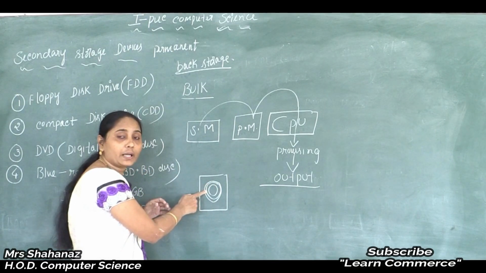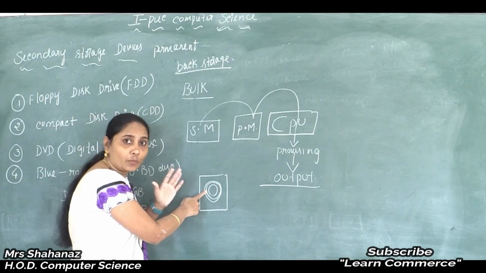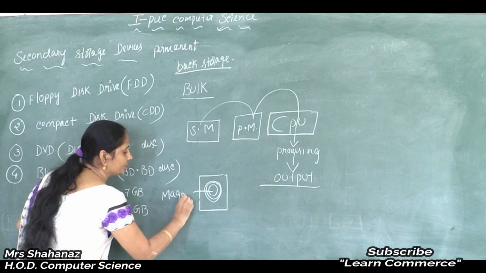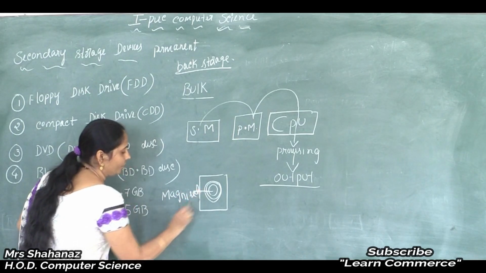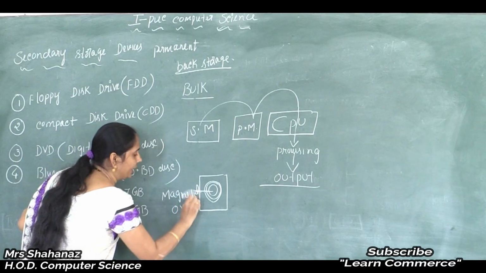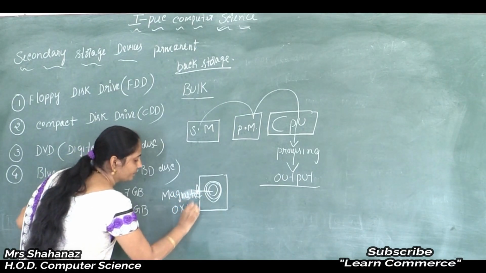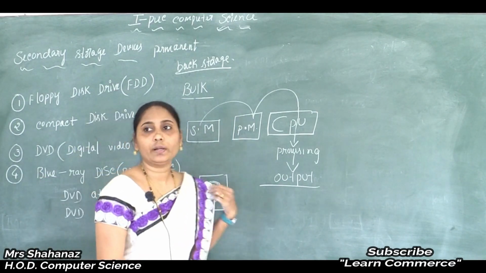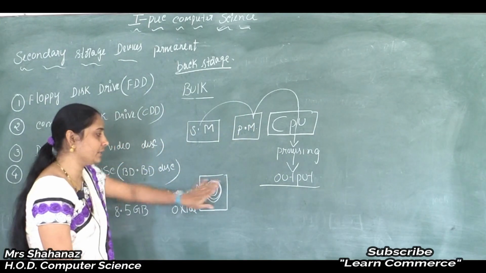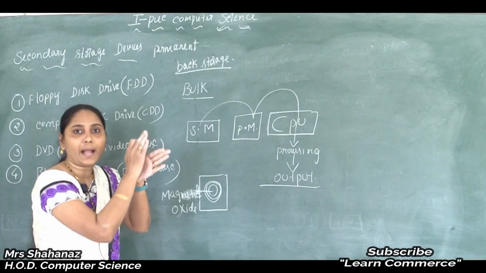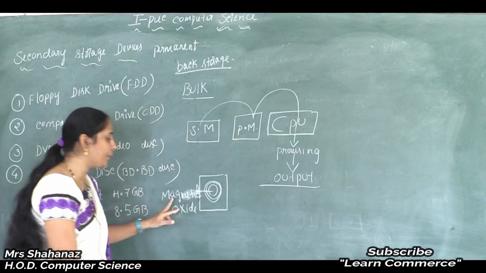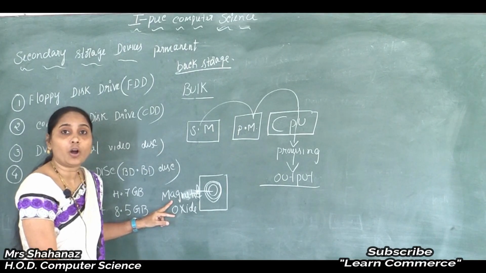And such a plate is covered using magnetic oxide. That means the front as well as the back is covered by using the magnetic oxide here.